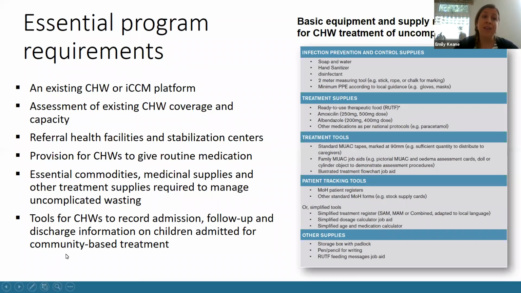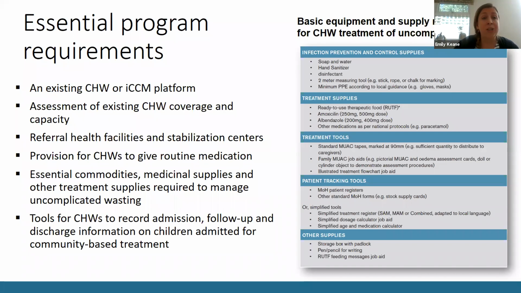And also just to mention, this is a global toolkit, and we really recognise that contexts will vary significantly, but we think these are some of the high level considerations that should be taken into account if you're considering implementing community health worker management of uncomplicated wasting at the community level. And one of the guiding points here is really working through and supporting existing systems, so not putting in parallel structures, and also really thinking about supporting a community health worker to deliver these services effectively as well.